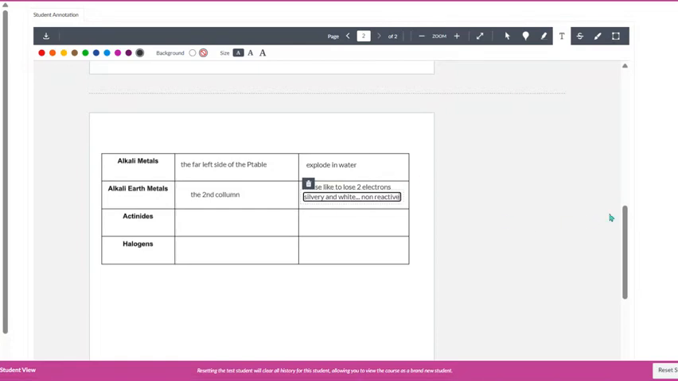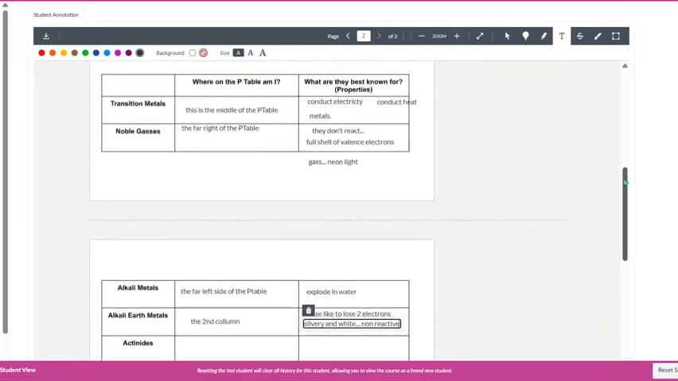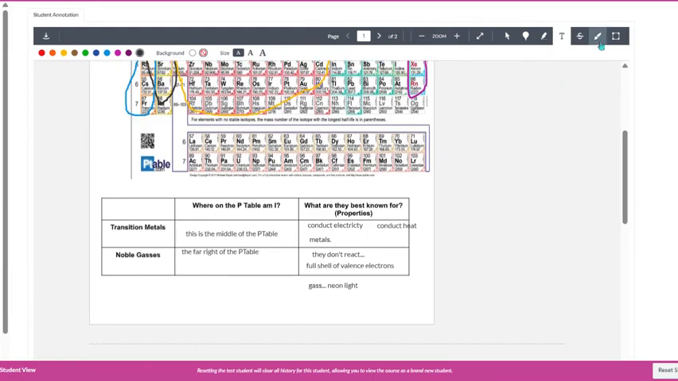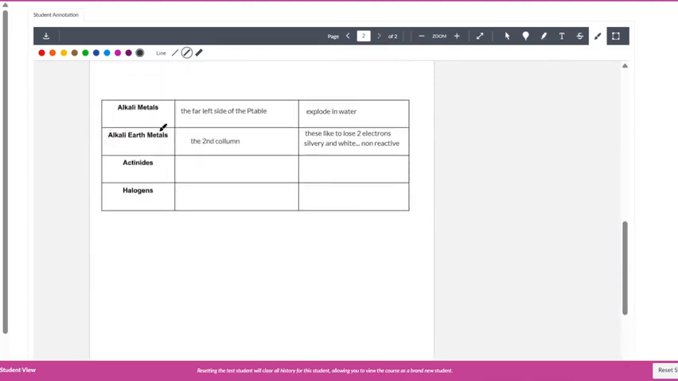Okay, actinides. Those are these ones down here. So these are at the bottom of the periodic table. These ones are very radioactive. These are very big elements. So we're going to go through and we're going to write here actinides. These are at the very bottom of the periodic table.